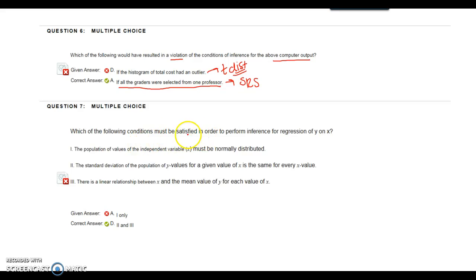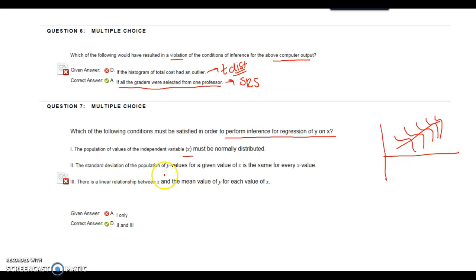Which of the following conditions must be satisfied in order to perform inference for regression of y on x? The population values of x must be normally distributed. So the y values have to be normally distributed. On that curve, when we're looking at our line, all the possible y values have to be normally distributed about the line.